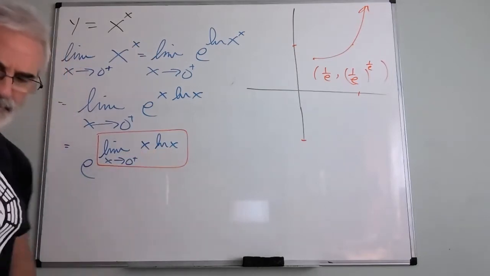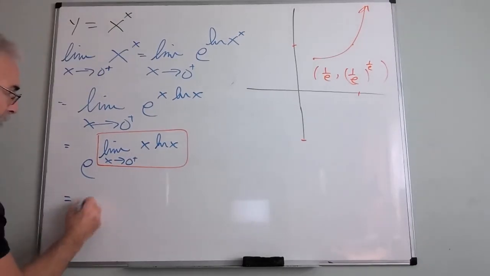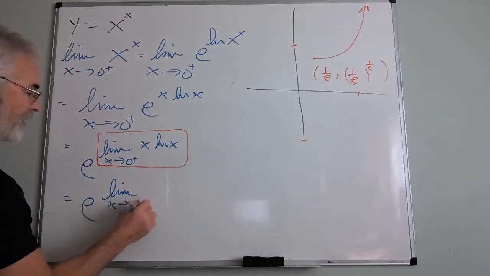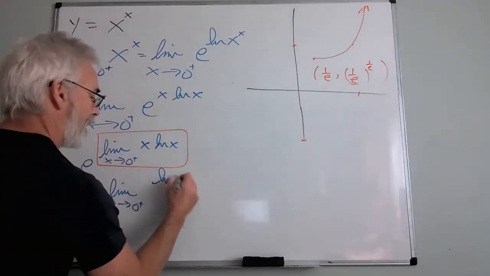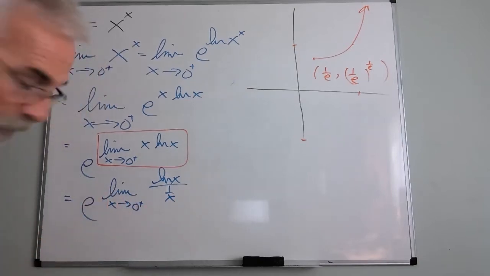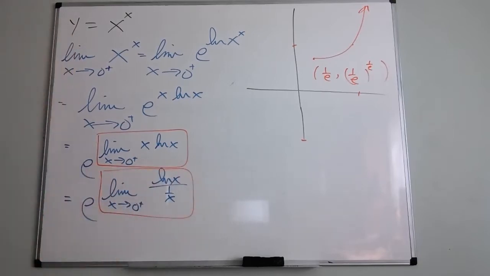It's the x. We saw that last time. It makes it a little bit easier. So this is now equal to e raised to the limit as x goes to 0 from the right of the log x over 1 over x. And again, the entire problem we're looking at, the limit, is only this. This is now the appropriate type of indeterminate form.